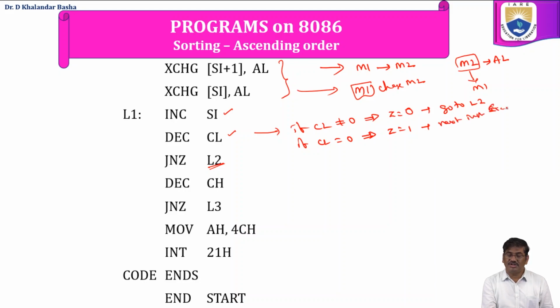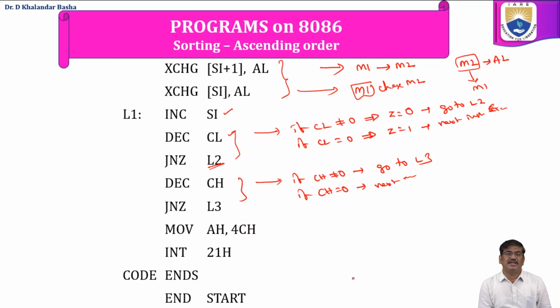In the next instruction, what we are doing is the second round that we are going to have in CX, that will be checked: decrement CX. Here also, if CH is non-zero, go to label 3. If CH content is equal to 0, the next instruction will be executed. Once CX is also equal to 0, then we are going to terminate the program by calling interrupt 21H, and the function 4CH will be executed.